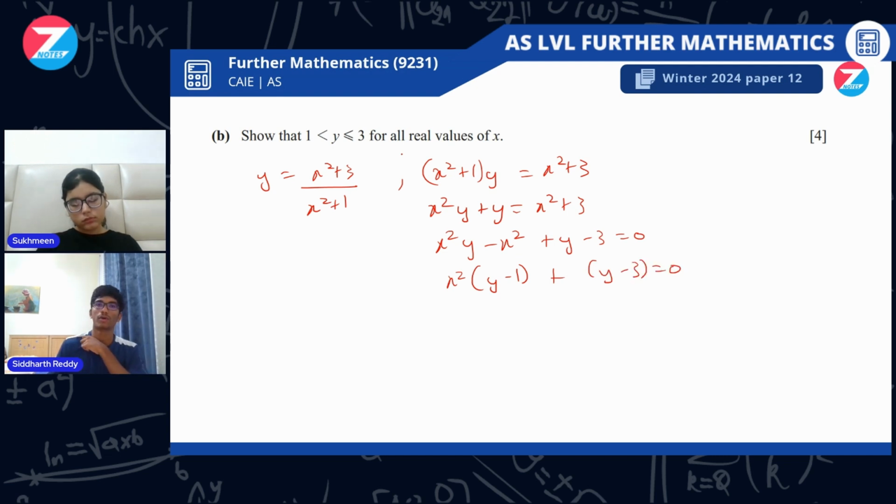So they're saying for all real values of x, that implies that there are no intersections with that. Like the equation has all solutions.